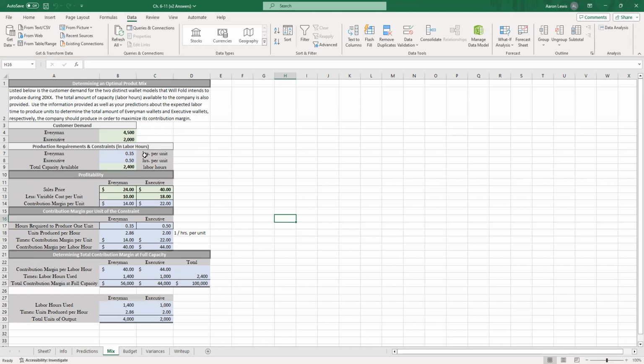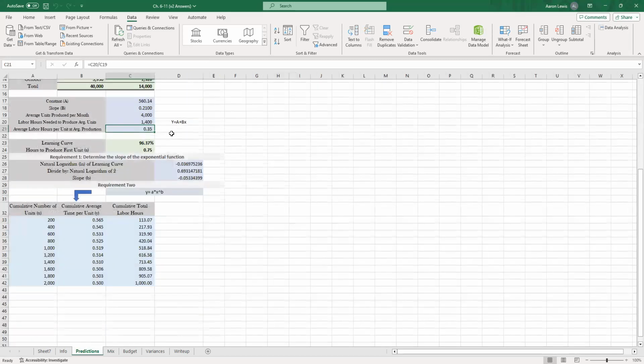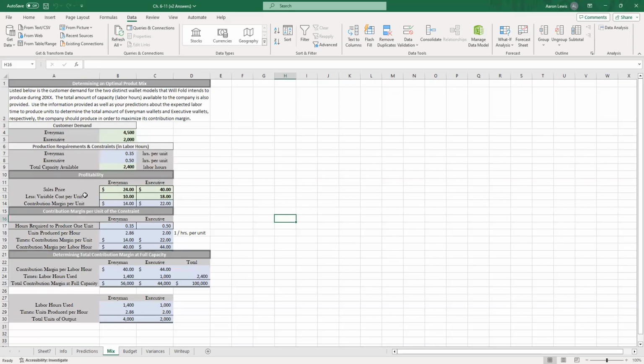So what is the average amount of time that it takes to make an Everyman? That is 0.35. We had it up here, so it's going to be whatever you had in your calculations. For our mix down here, we're going to need to figure out some form of an average amount of time per unit for this new model, the executive that we're making. You have a new model as well in yours. In this case, let's take the average time we get to if we made enough units to meet customer demand.